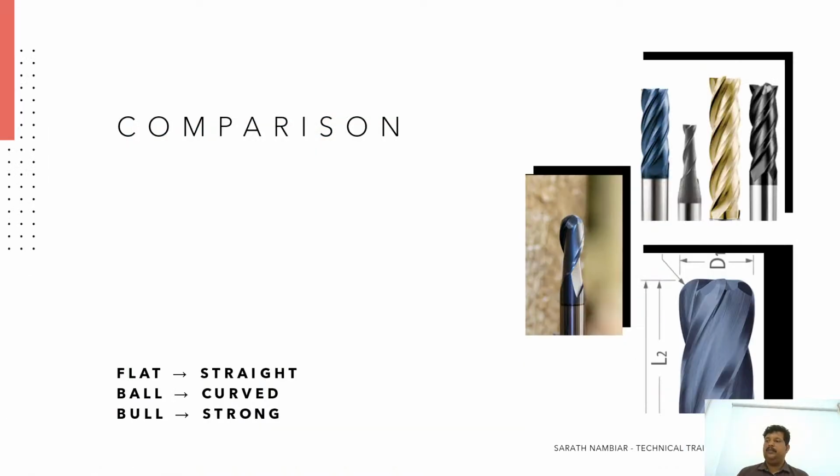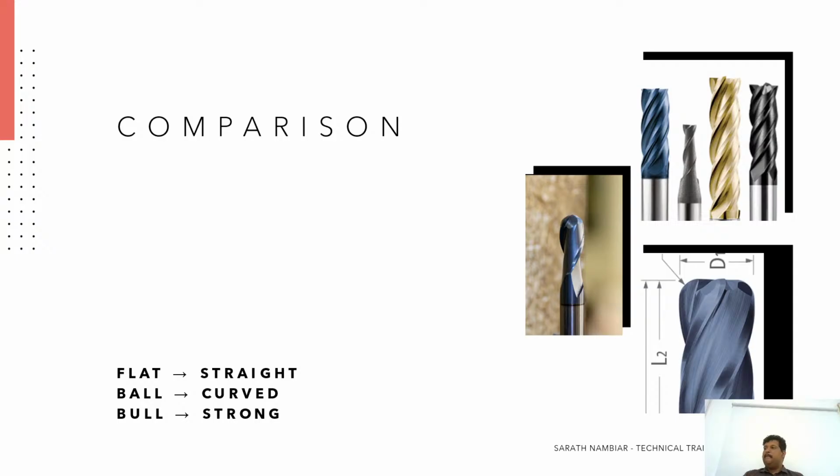Next. So let's simplify everything. Flat end mill is for flat surfaces. Ball nose is for curved surfaces. Bull nose is for when strength is required. See, if you want to machine a 3D mold surface, which one can we use? We will use the ball nose. So always connect the tool with the application.